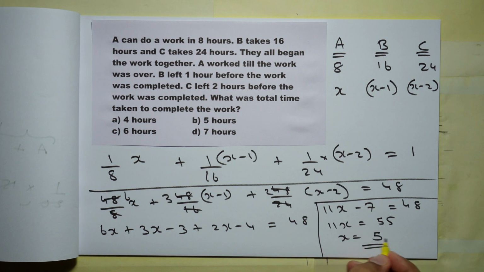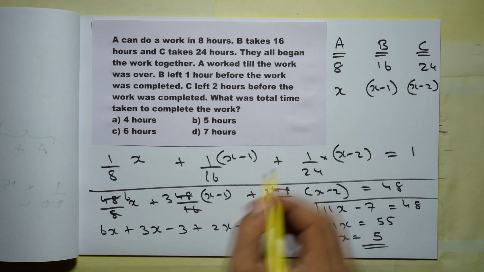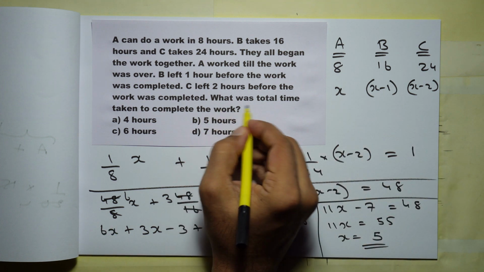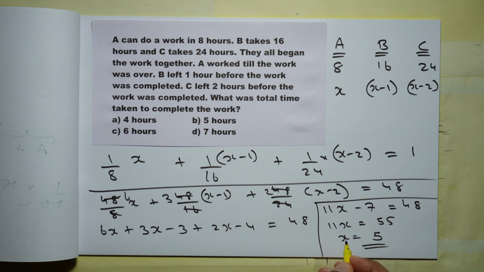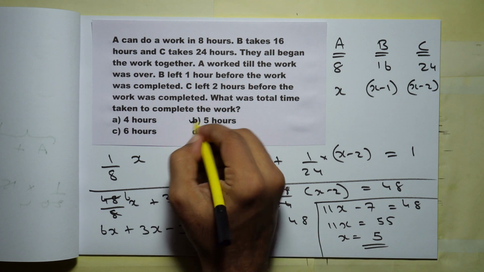So altogether 5 hours are necessary. X is the total duration of work. And what was the total time taken to complete the work? X is equal to 5 hours. So option B.